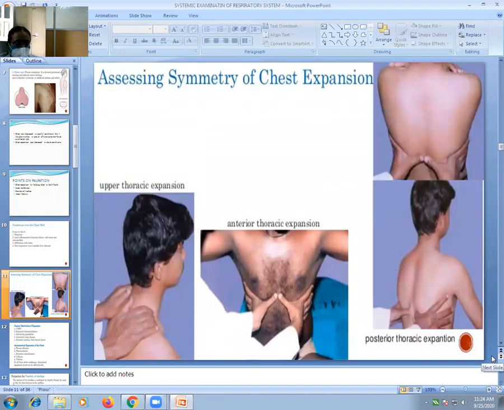Now this is the method to examine for chest expansion. This is holding the chest in both hands with thumbs in the midline. Ask the patient to take deep breaths and feel the chest expansion, whether adequate and equal on both sides. This is for anterior chest, this is for posterior chest, and this is for upper thoracic expansion. So this is the method of checking chest expansion.